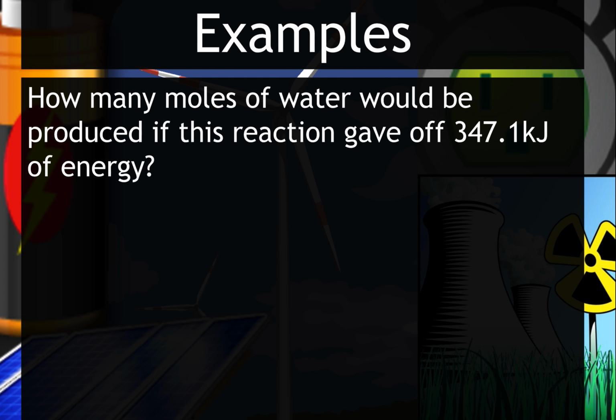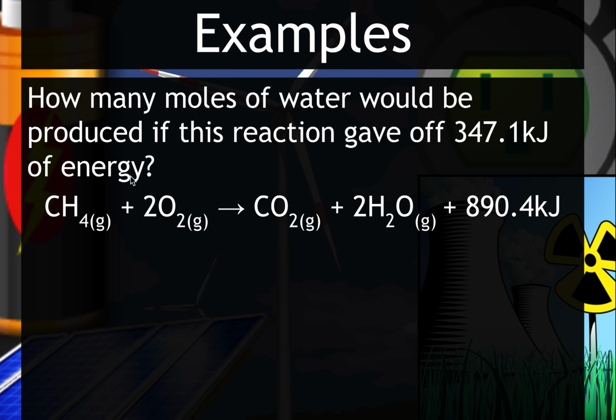How many moles of water would be produced if the reaction gave off 347.1 kilojoules of energy? So here's our balanced chemical reaction. And you can see the part given off, there's no delta H here. So we can see that if we have 2 moles of oxygen, 1 mole of methane, it's going to produce this much energy. It's going to give off that much energy.